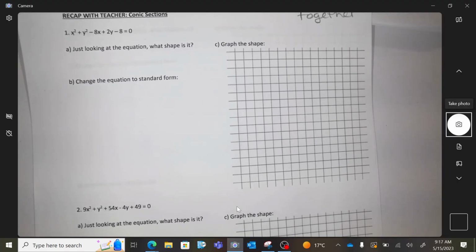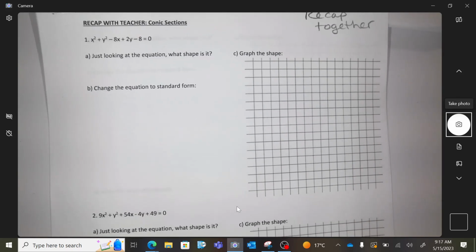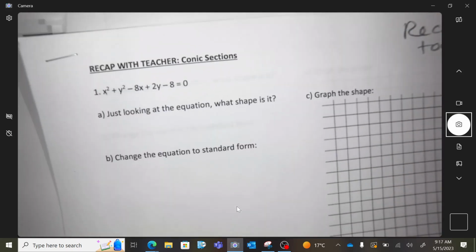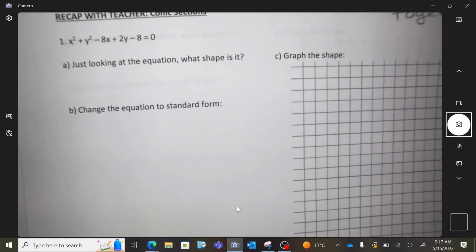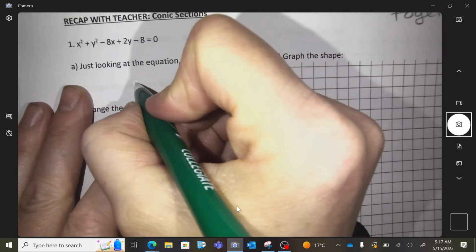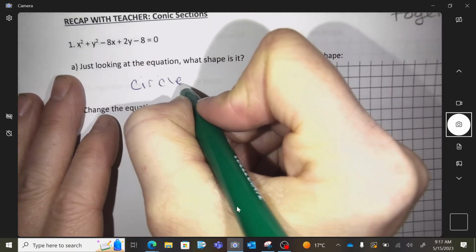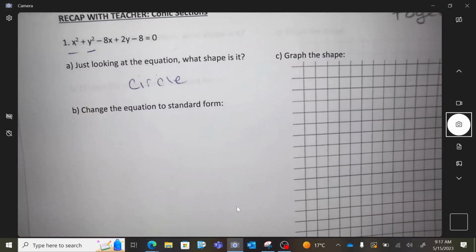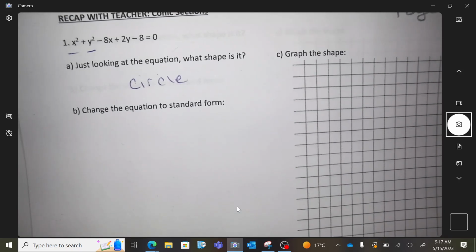Okay, so on your test there will be a section where I just give you general form equations and you have to say, boom, that's a what shape? So this one is going to be a what when you look at it? Circle. Same x squareds and y squareds, so that's why it's a circle, and obviously it's adding.